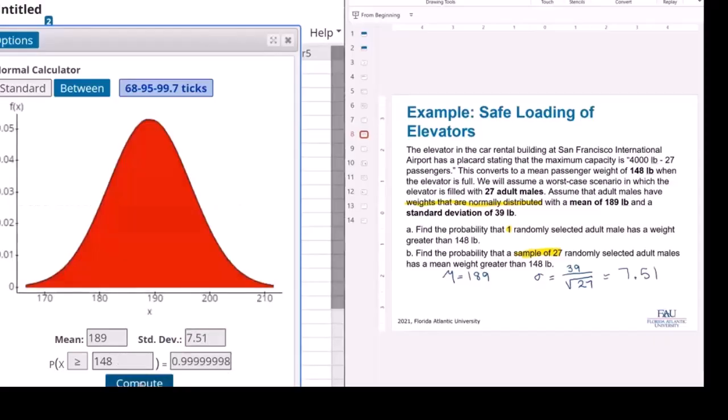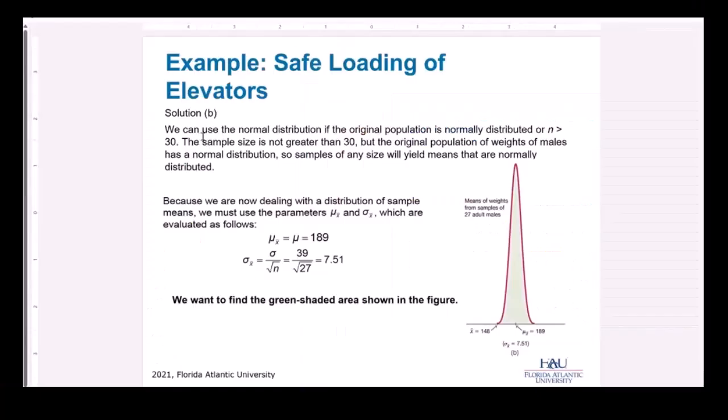The probability that X is greater than or equal to 148 pounds is equal to 0.9999. Basically, it's approximately 1 or 100%. We can use the normal distribution if the original population is normally distributed or n is greater than 30. N is not greater than 30, but we were told that the original population is normally distributed.